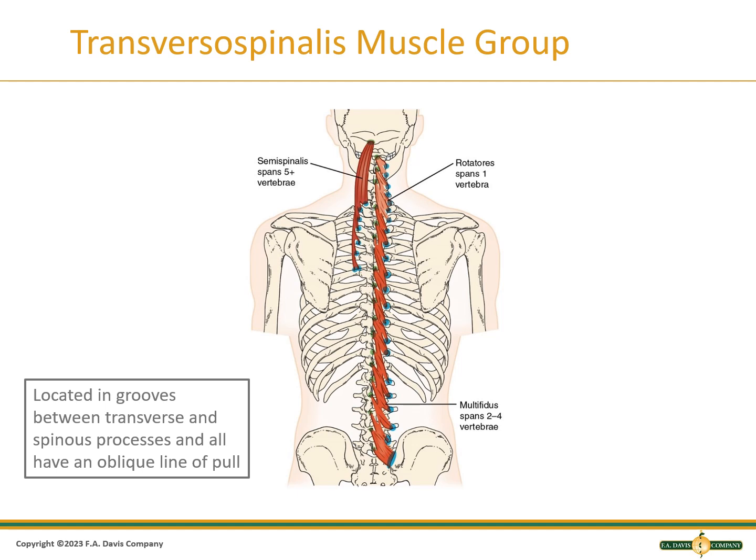Taking a little bit closer look at our transversospinalis muscle group, they're all located in grooves between the transverse and spinous processes and all have an oblique line of pull. Our semispinalis spans typically 5+ vertebrae and is part of our transversospinalis group, but we have a little bit less span when we're looking at our rotators, which typically only span 1 vertebra. Our multifidi span 2 vertebrae. Transversospinalis means that they all run from a transverse process to a spinous process, and so they're typically going to cause rotation to the opposite side.